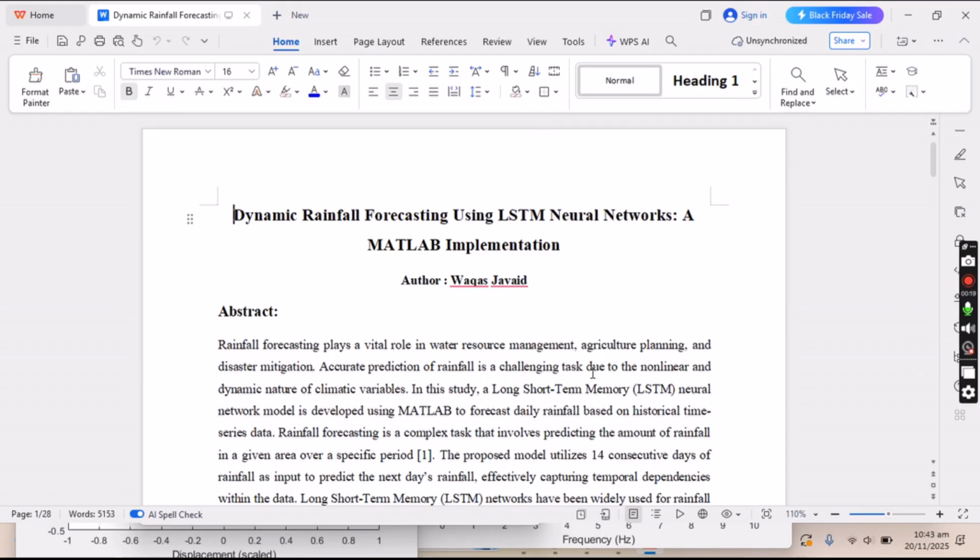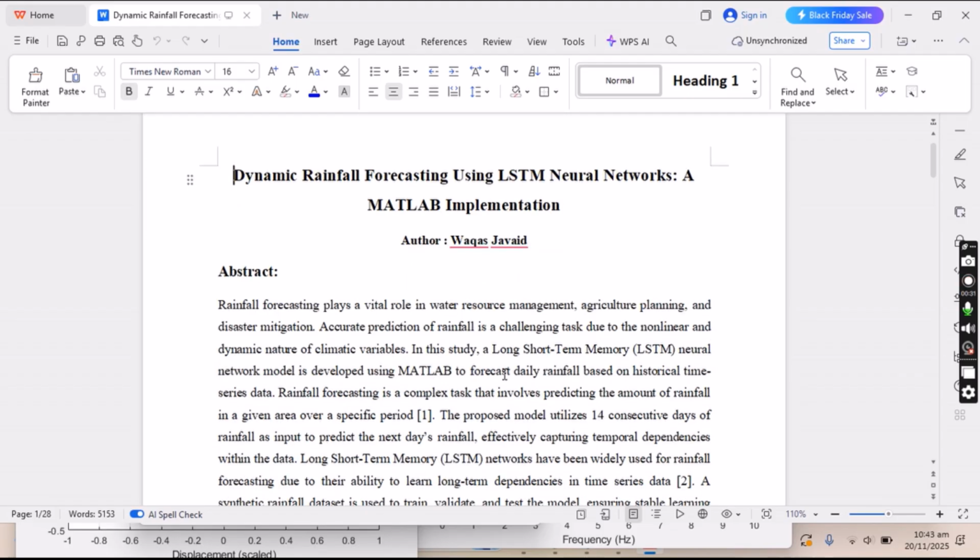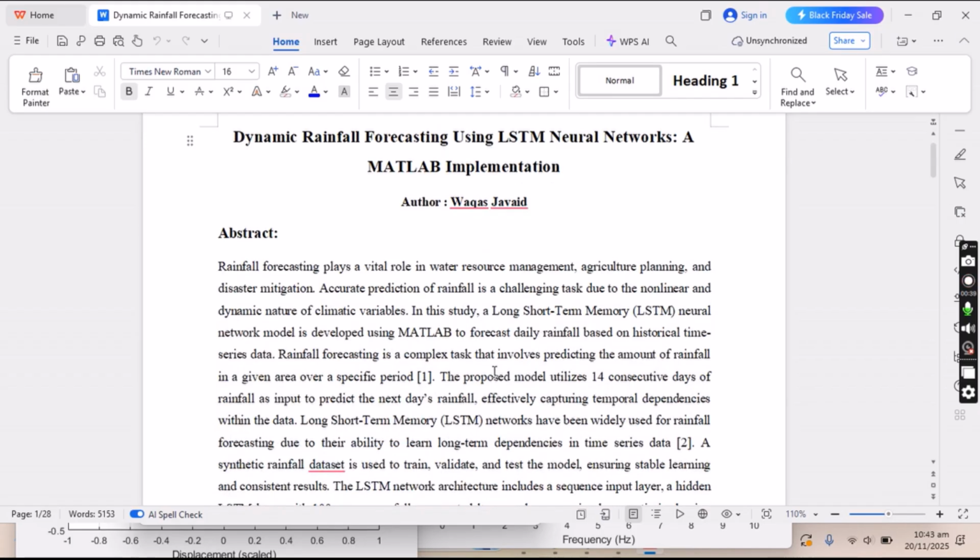So this project is related to dynamic rainfall forecasting using LSTM neural networks, a MATLAB implementation. Rainfall forecasting plays a vital role in water resource management. LSTM means long short-term memory, a neural network model developed using MATLAB to forecast the daily rainfall based on the historical data series.